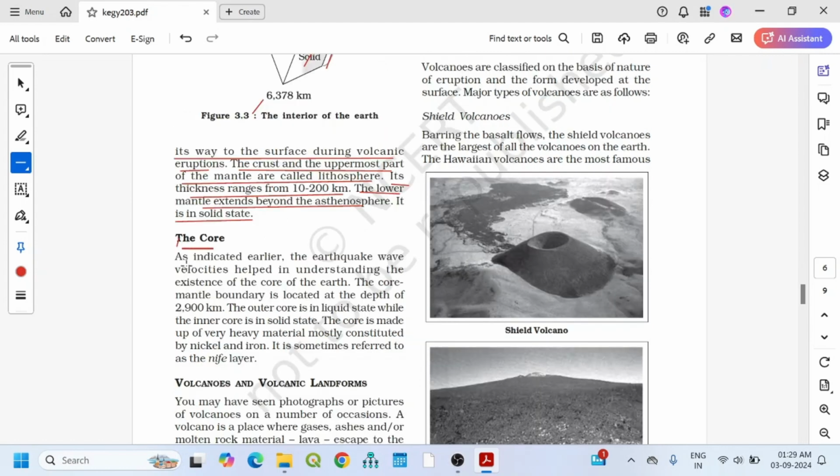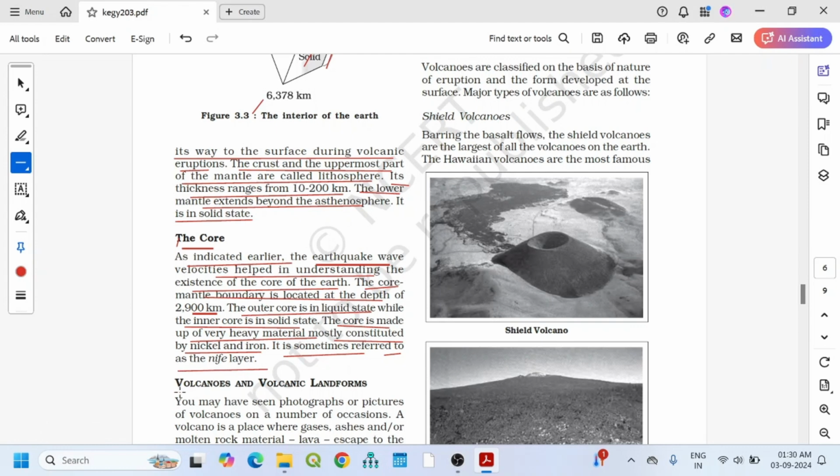The core. As indicated earlier, the magnitude waves velocities helped in understanding the existence of the core of the Earth. The core mantle boundary is located at the depth of 2,900 km. The outer core is in liquid state while the inner core is in solid state. The core is made up of very heavy material, mostly constituted by nickel and iron. It is sometimes referred to as the Nife layer.